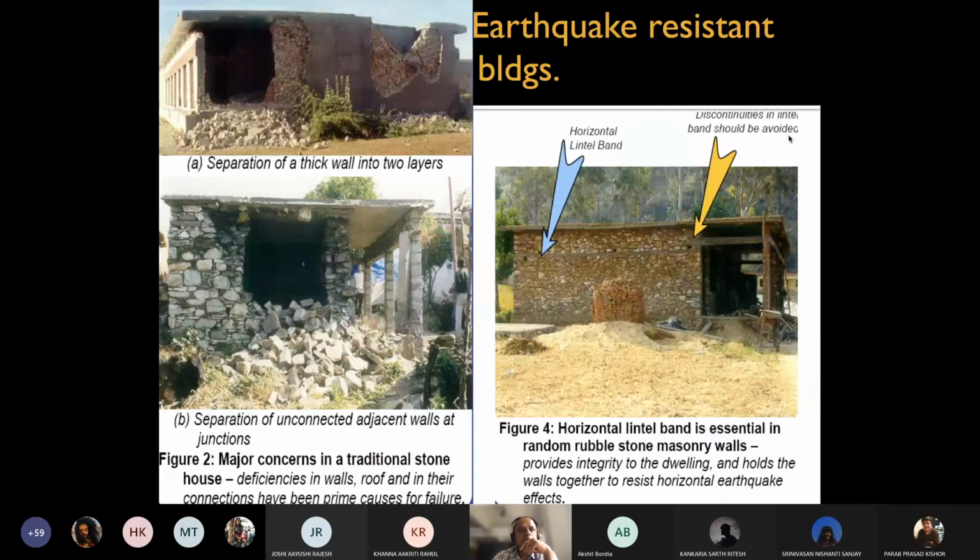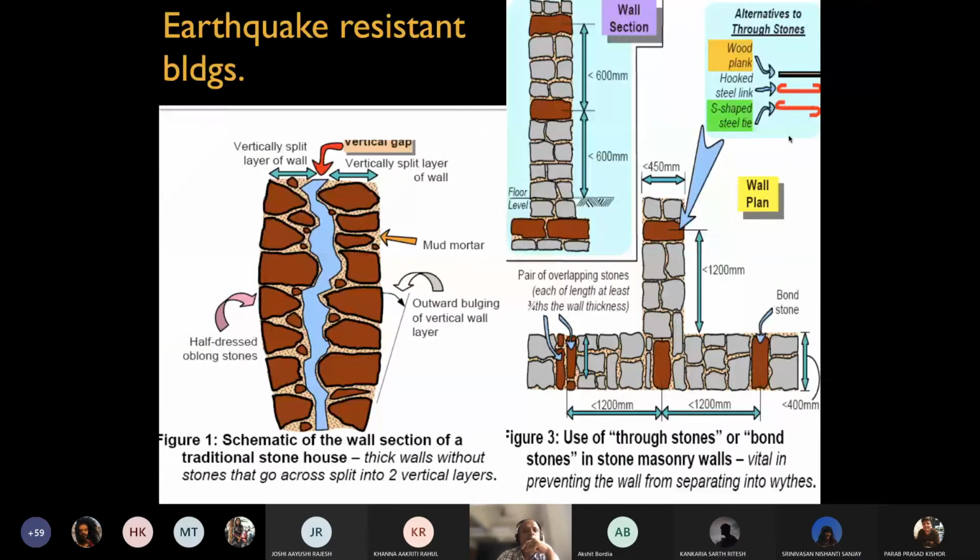What we see over here in the first diagram, figure 2A, is separation of thick walls into two layers. This is an explanation of how the vertical split happens at the time of an earthquake, and the failures that happen. To prevent that, you have these overlapping stones, which are through stones from inside to outside. If the wall thickness is too much, then in the lower diagram you have a bond stone from inside to outside, or two pairs which overlap at least three-fourths of the wall thickness. So there are various ways in which you can do it.